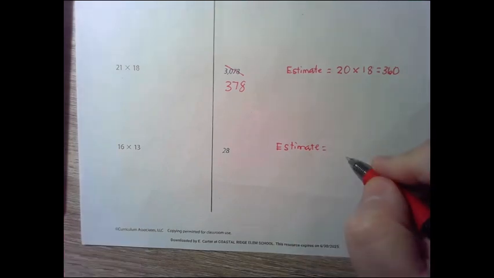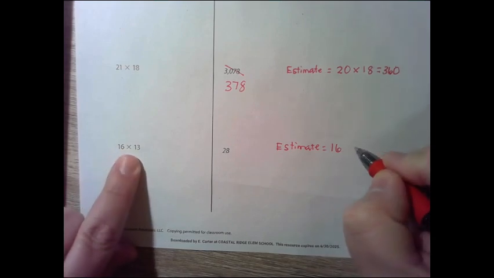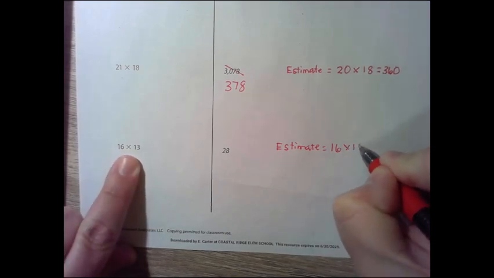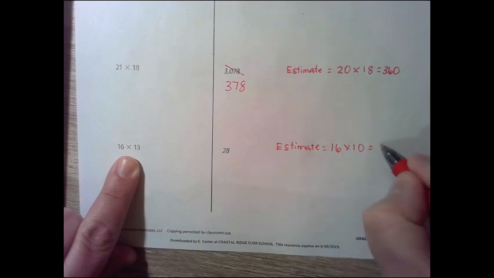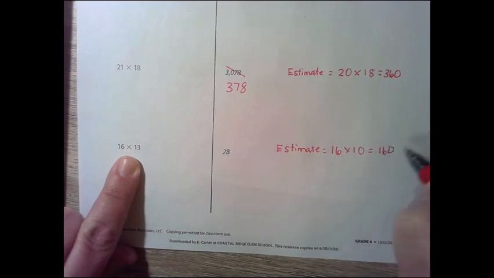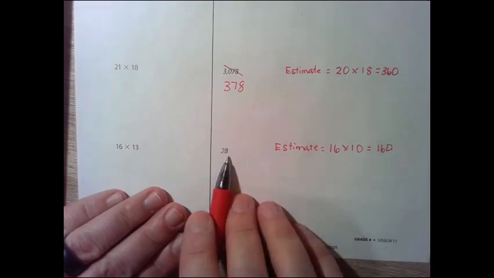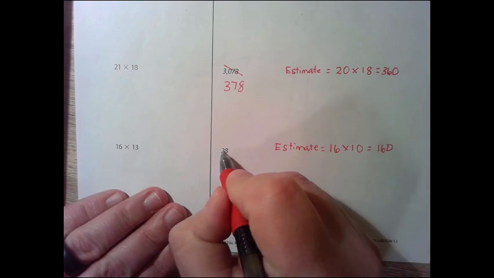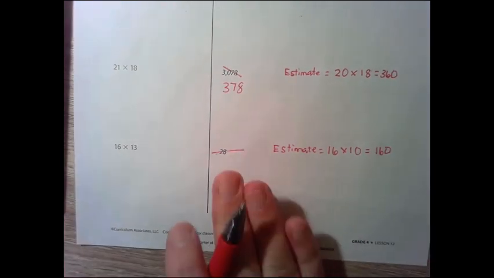So if I take 16, leave it alone, and I'm just going to make 13 a little friendlier, and I'm going to go 10. So 16 times 10, well, again, 16 times 1 is 16, and attached to 0, we got 160. So again, our estimate is 160, not anywhere close to 28. So we can cross that out. So now, since it's not reasonable, we got to figure that out.